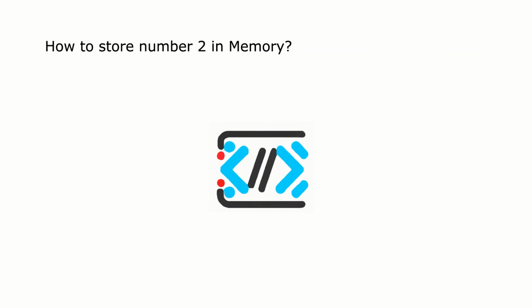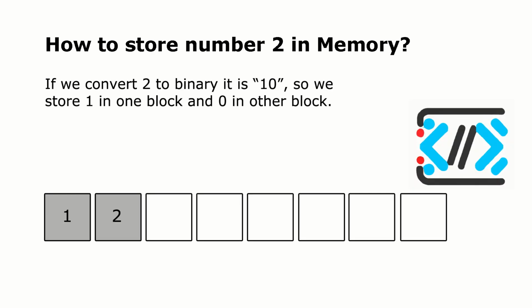What if we want to store the digit 2 in the memory? To achieve this, we use multiple memory blocks. For example, to store the number 2, we use 2 memory blocks. If we convert 2 to binary, it is 1, 0. So we store 1 in one block and 0 in the other block. This way, we can store different types of data in memory cells.